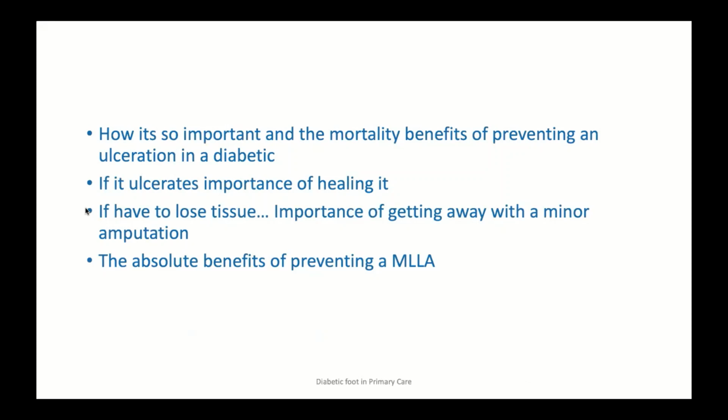So it is really important that as clinicians, and as people who are probably more involved with patients at the primary care level as well, we understand that if we prevent ulceration in diabetic patients, there's a huge mortality benefit. If a patient has an ulcer, it's very, very important we try to heal it. And if you have to lose tissue, try to have a minor amputation. It's absolutely crucial we try to prevent a major lower limb amputation in these patients. So from the beginning onwards, it's really important we try to prevent all these diseases from happening.